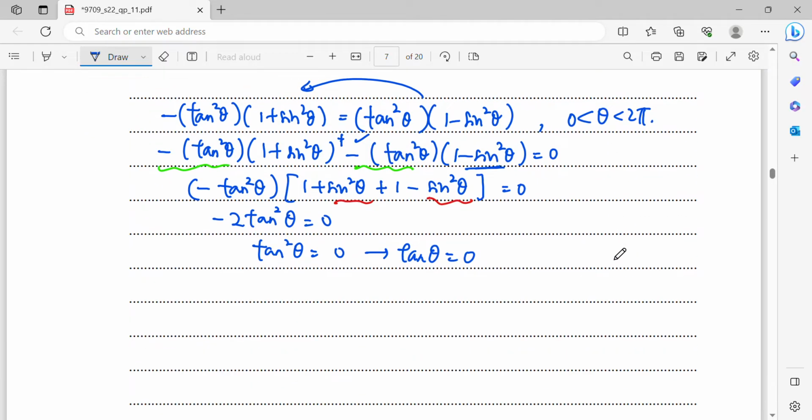So when tangent theta is 0, to get the complete solution, what we need to do is sketch a tangent graph from 0 to 2 pi. So this is my tangent graph. Here is 2 pi. This is pi. Pi over 2 and 3 pi over 2. This is my tangent graph.